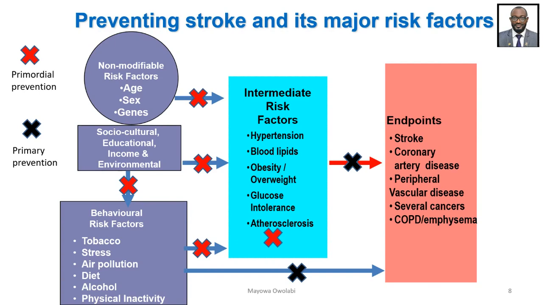So primordial prevention is targeted at these points, preventing these factors from leading to the intermediate risk factors, and also preventing, because some of the intermediate risk factors can also lead to other intermediate risk factors. For instance, dyslipidemia and obesity may be associated with hypertension, and vice versa. And of course, all of these may be associated with atherosclerosis and kidney disease.